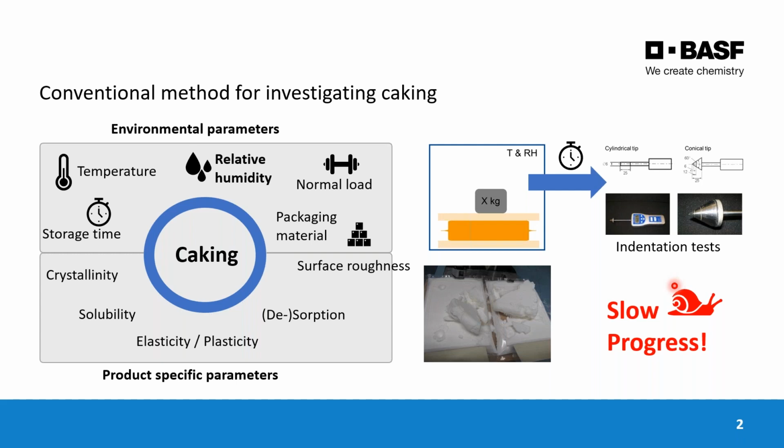In terms of the properties of the powder that are critical for caking, crystallinity, solubility, elasticity, plasticity, desorption, surface roughness, and particle size are all factors that contribute to the probability of caking occurring. But the traditional approach used by many manufacturers, including BASF, is a very slow and meticulous process which involves samples being put in ovens and a lot of time being spent waiting to find out if the materials formed a hard cake or not, and then measuring the hardness of the cake using an indentation approach.